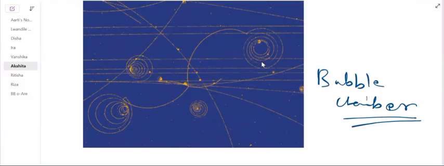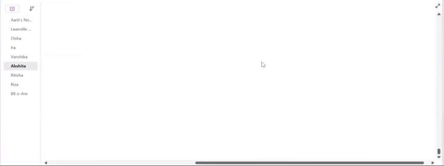Okay. So now after that, we have the topic nuclear energy levels. Let's have a look over that also.